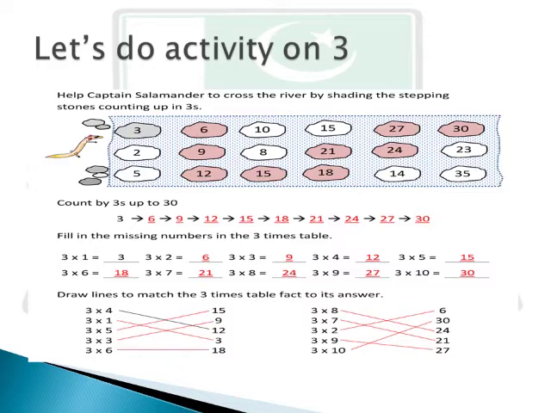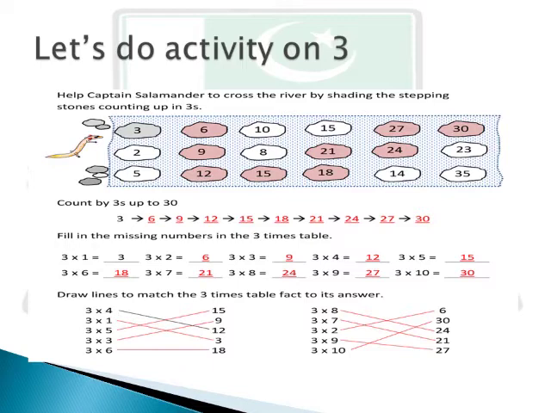9 plus 3 is equal to 12. 12 plus 3 is equal to 15. 15 plus 3 is equal to 18. 18 plus 3 is equal to 21. 21 plus 3 is equal to 24. 24 plus 3 is equal to 27. 27 plus 3 is equal to 30. Excellent. Now count by 3s up to 30.